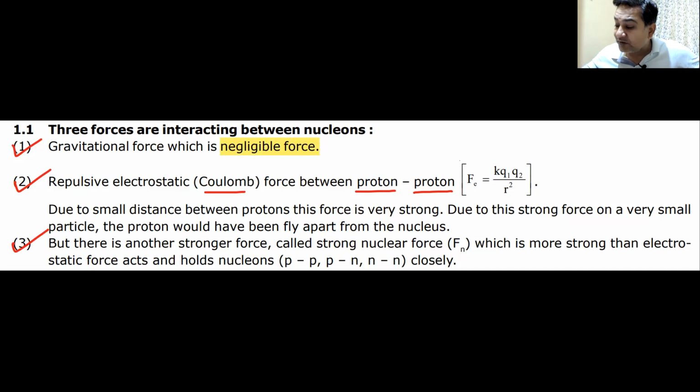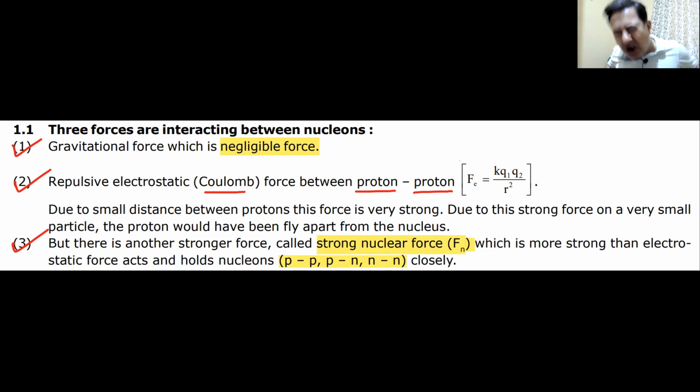Do you know what that force is known as, which is holding the nucleus together? It is known as the strong nuclear force. There are two types of nuclear forces: strong nuclear forces and weak nuclear forces. Right now, we are concerned about the strong nuclear forces. These strong nuclear forces exist between the nucleons. It exists between proton and proton, between proton and neutron, and also between neutron and neutron. So it exists between any pair of nucleons.